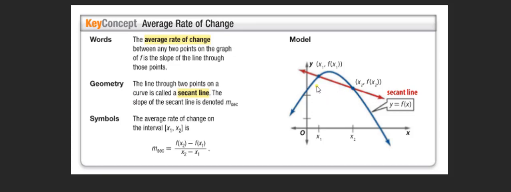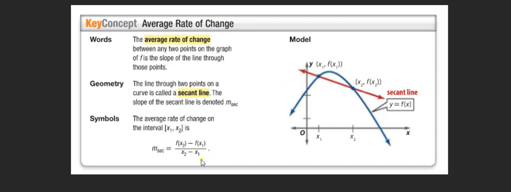So when we say average rate of change between 2 points, it is the slope of a line that passes through these 2 points, which we call a secant line. So basically, if you want to find the average rate of change on the interval from x1 to x2, which are the x values, all you got to do is find the slope of this line.